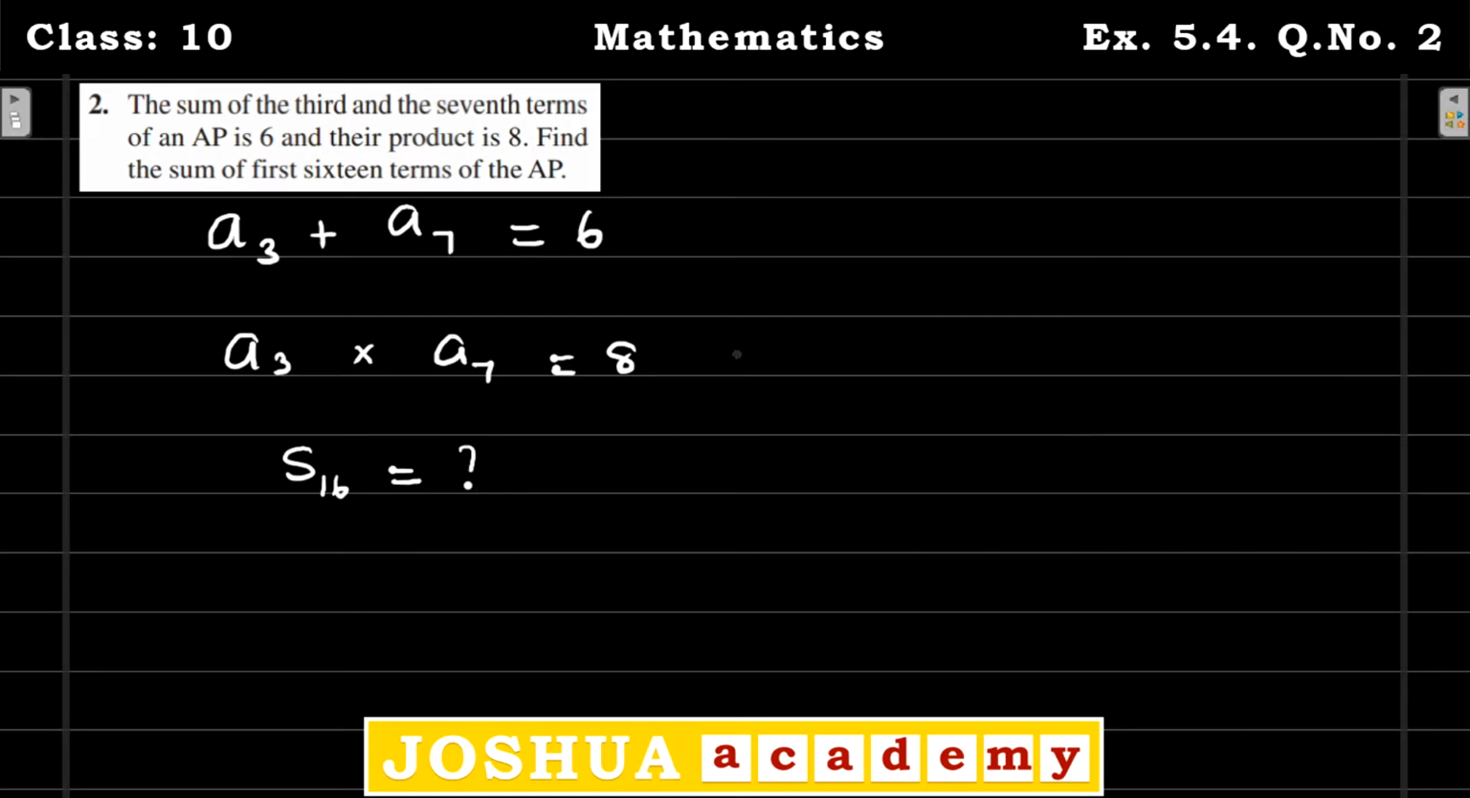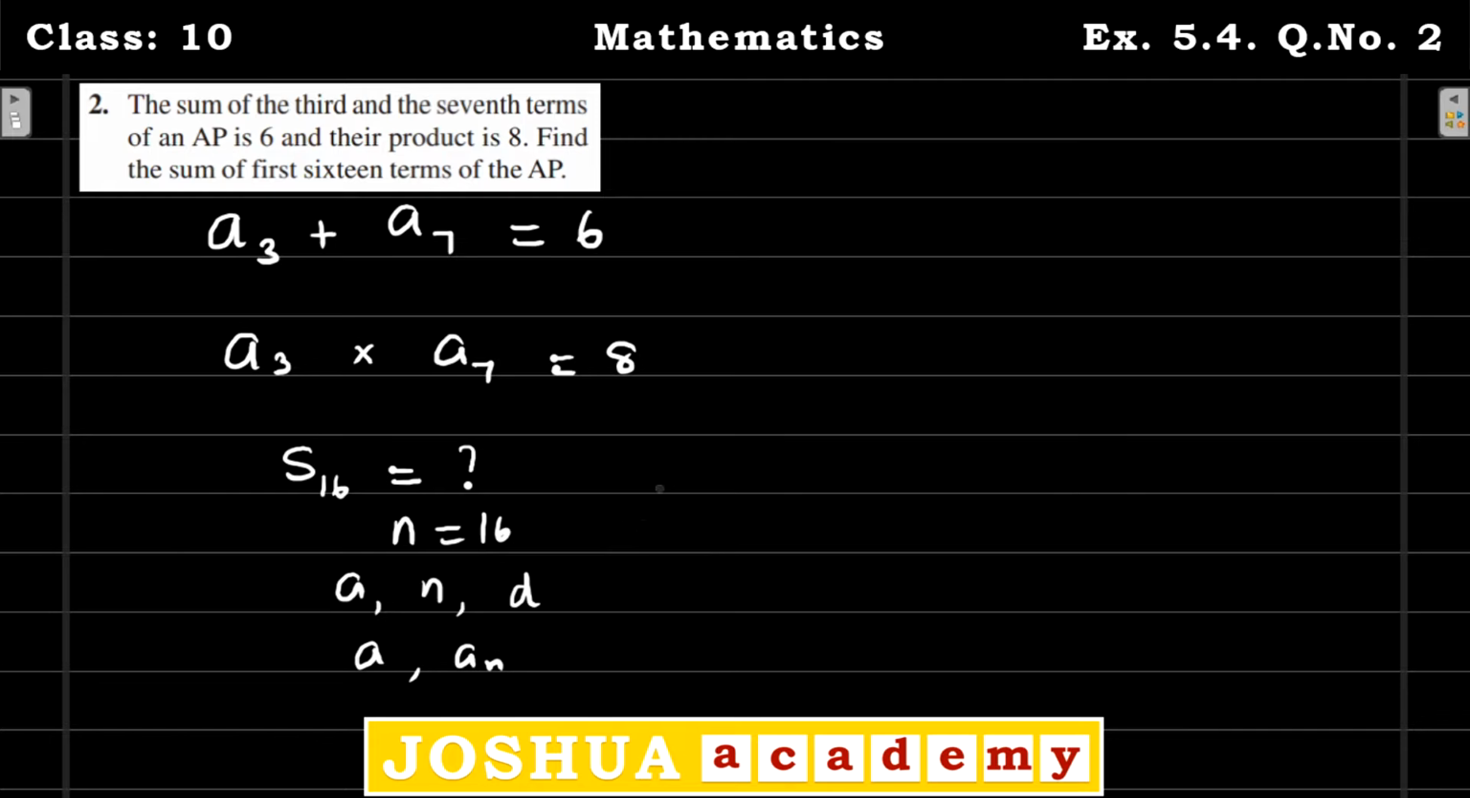To find S16, we need the value of A, the value of N, and the value of D. Or we need the value of A and AN. In this case, they say 16, so we know the N value. We can say N is equal to 16. So what we have to find now? We have to find A and D, or A and AN. These two terms are enough to find the sum.